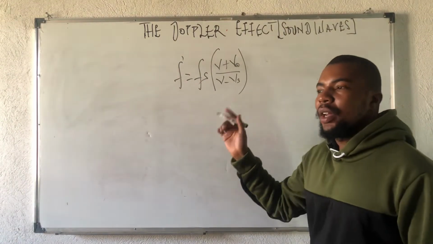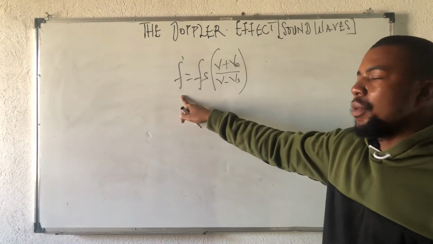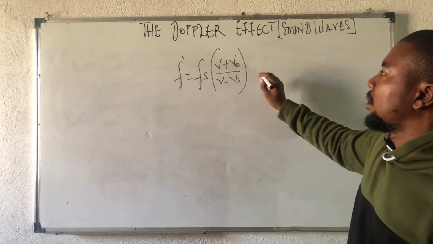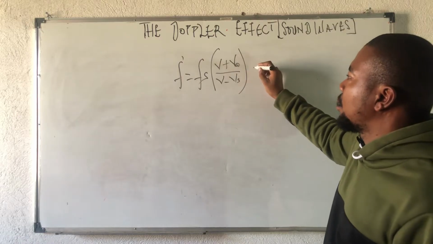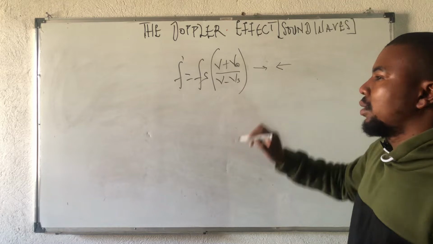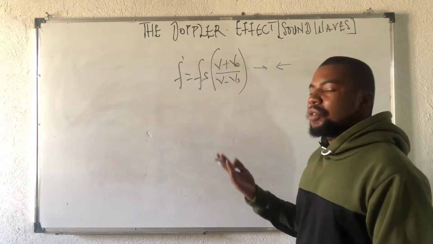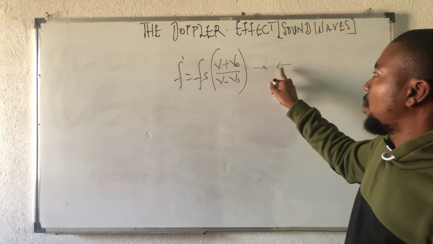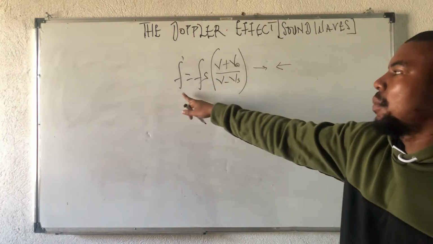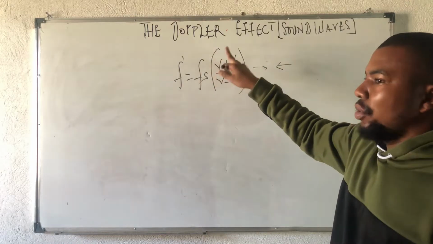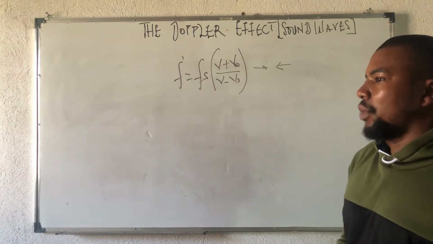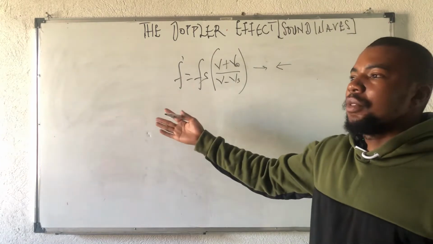This general formula for calculating the apparent frequency is actually used when the source and the observer are moving towards each other. If you have such a case where they are moving towards each other, then it remains as it is. You can find the apparent frequency by plugging in your given values to get the required value.